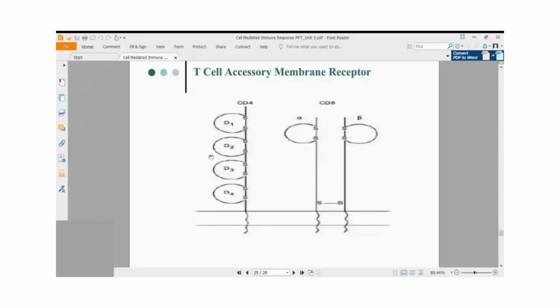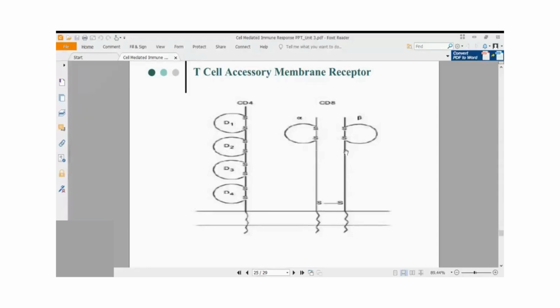Okay, a CD4 receptor has a molecular weight of 54 kilodaltons. All right, and each of those domains which are folded will give stability, and each of those domains is also associated with carbohydrate. Therefore, it is a glycoprotein. Okay, it is a glycoprotein. Carbohydrate is associated.